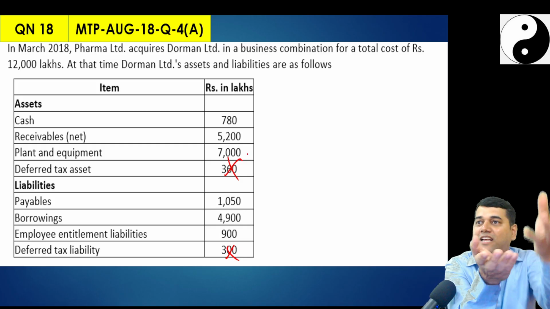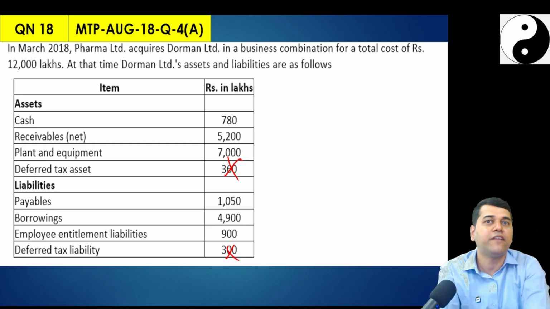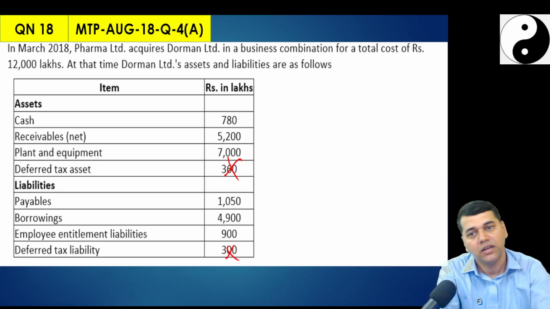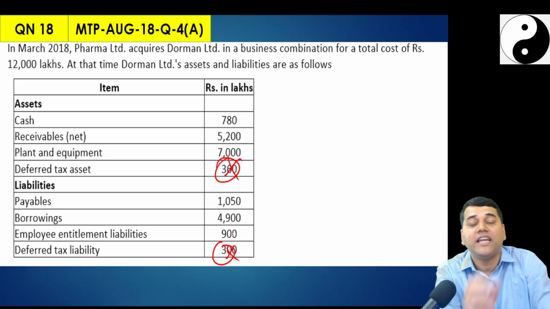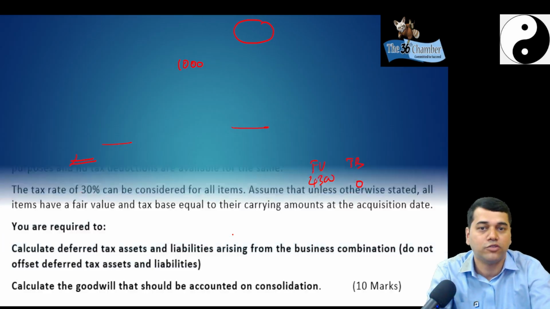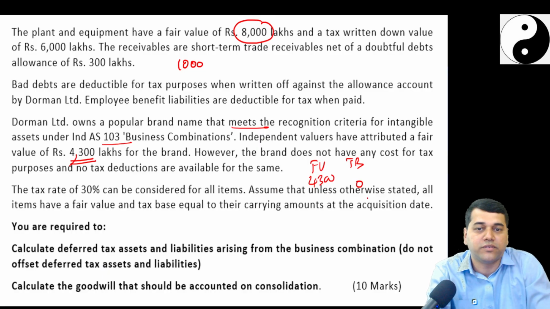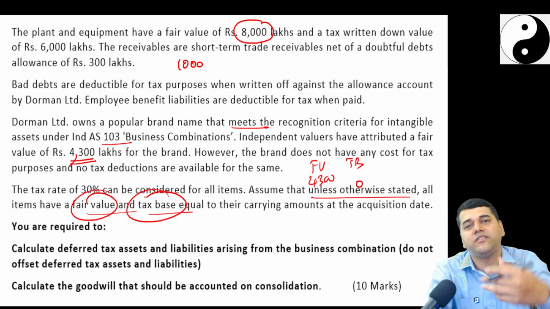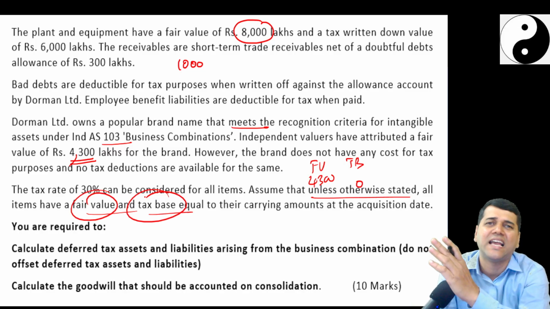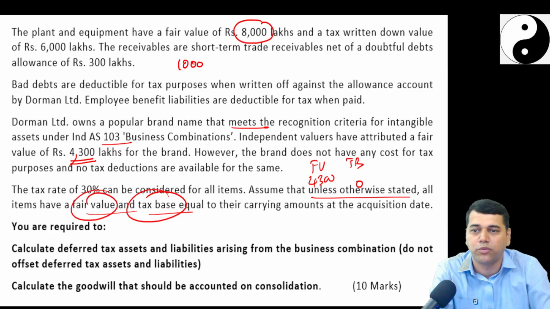Take their tax, because tax bases are already given. Take the fair values. Calculate in total, or take these two and take only the additional. Have you understood this? The tax rate is 30%. Unless otherwise stated, the other items have fair value equal to tax base. They said don't bother beyond that, cash and liabilities, other things you don't bother.